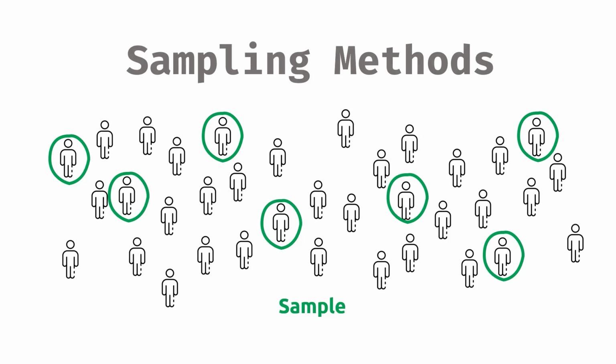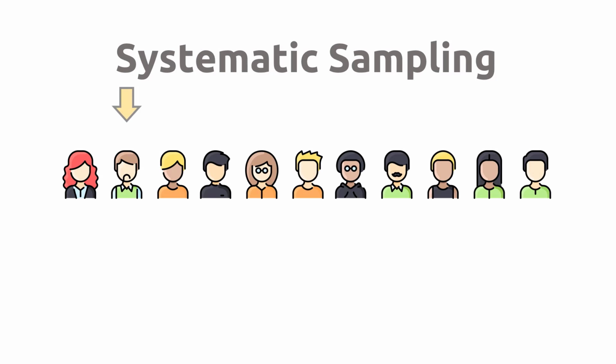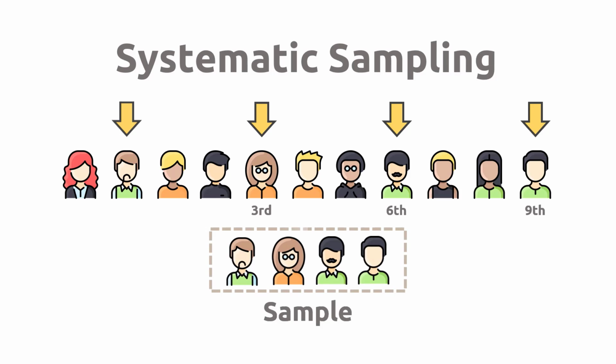Let's find out. One sampling method that's easy to understand is systematic sampling. In this sampling, what we do is that we choose some starting point from the population, let's say the second man from the left, then select every kth element. Here, we are going to select every third person from the starting point. And we have our sample.